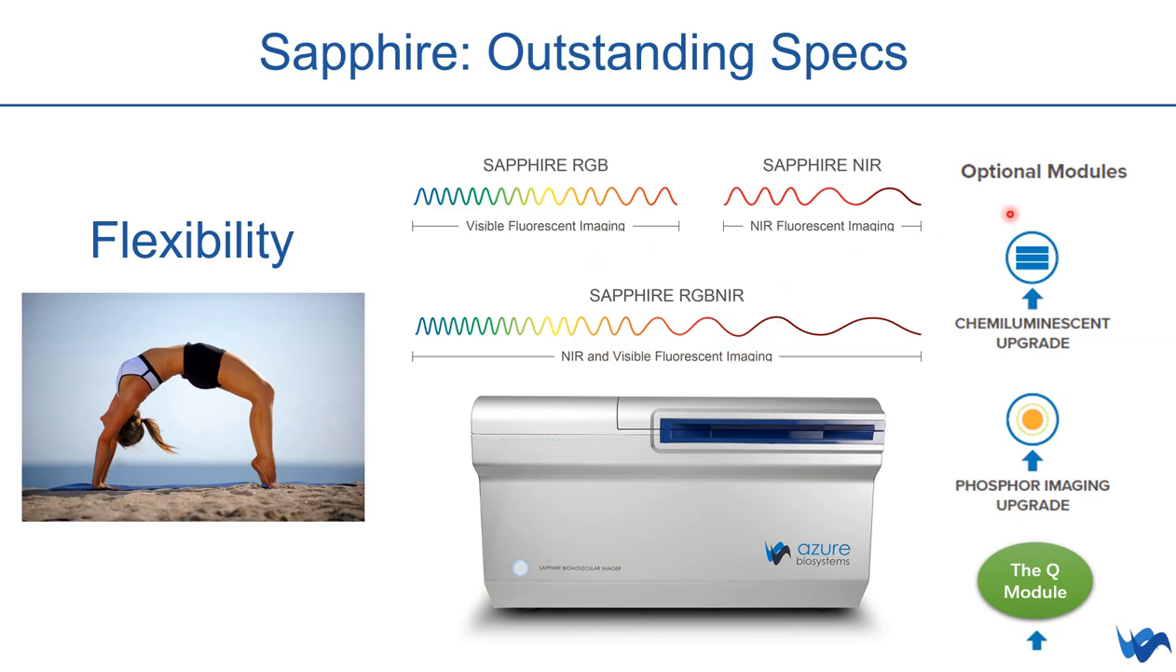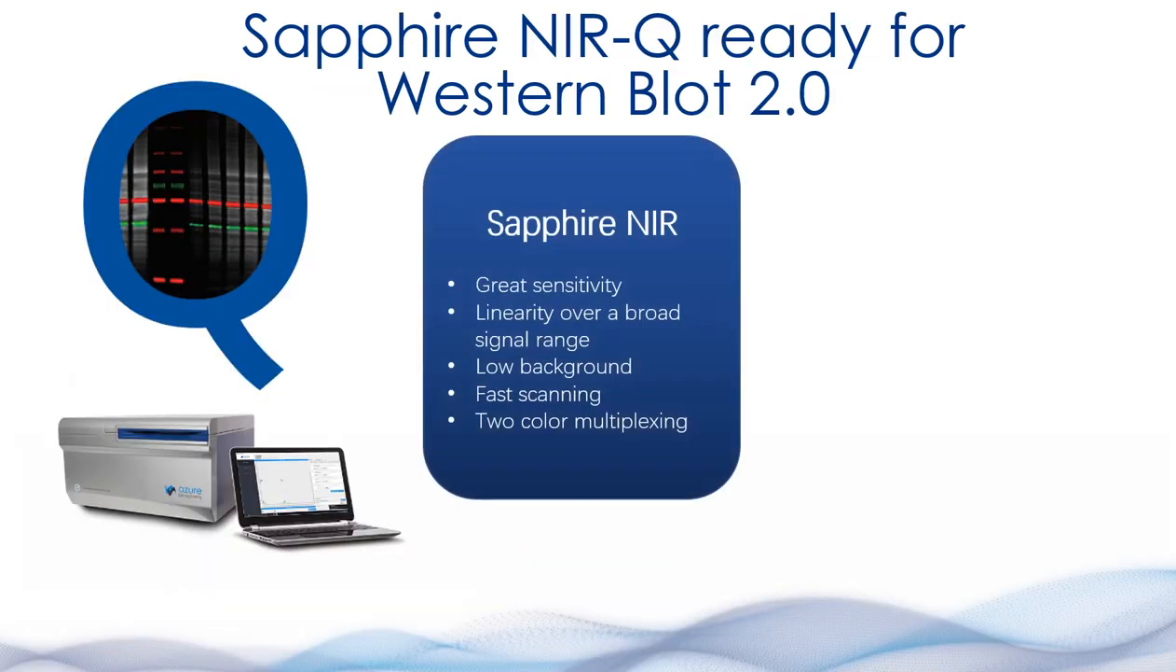In addition, we have optional modules like the chemiluminescence module, to do the chemi. We also have a phosphor imaging module, if you want to do phosphor imaging, and also a Q module. And what is the Q module? Let me explain. Maybe you have already heard about the Western blot 2.0 story. So what is Western blot 2.0?